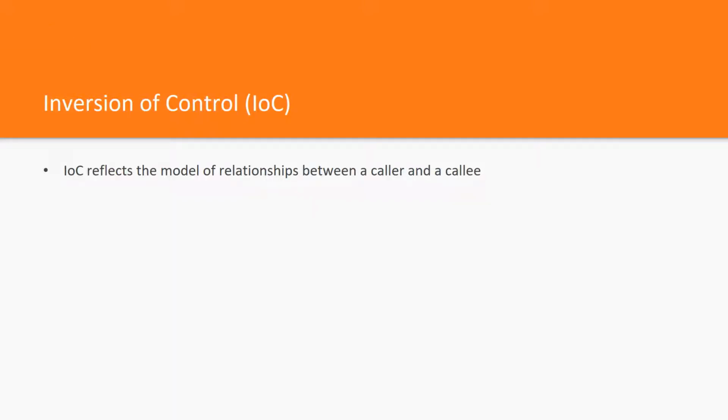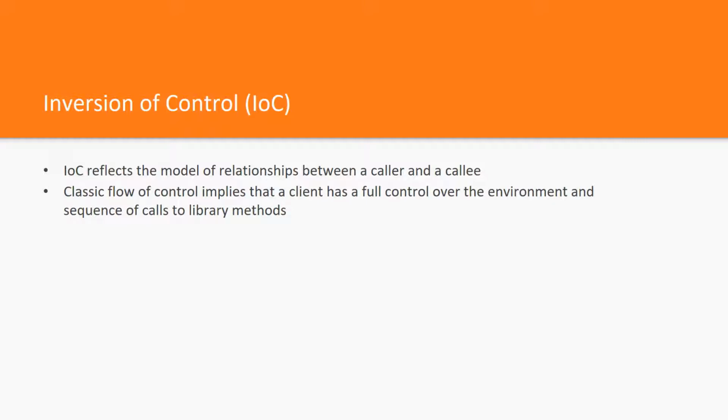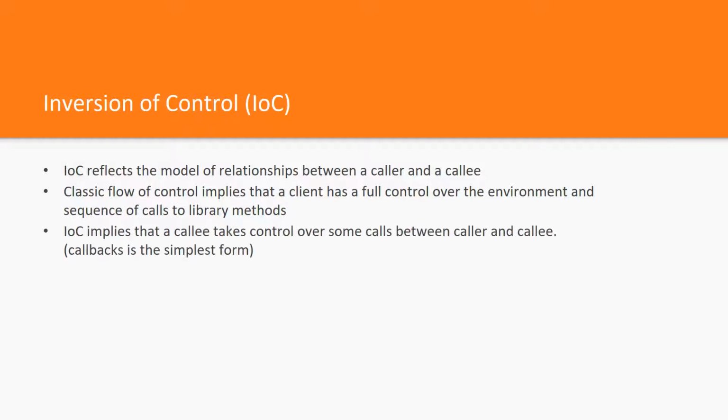Inversion of control is a very general term which reflects the model of relationships between a caller and a callee. A classic flow of control implies that a client has full control over the environment and sequence of calls to library methods. The inversion of control implies that a callee, we can imply any library methods when we say callee, takes the control over some calls between the caller and the callee. The simplest form of inversion of control is callbacks. The main idea of a callback is to provide a way for a callee to call a caller back.